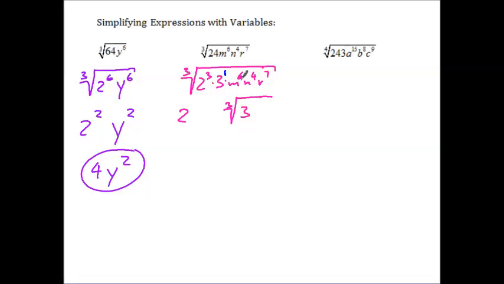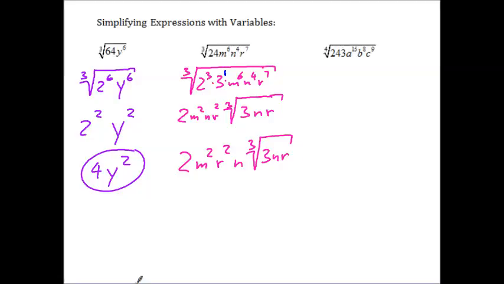3 goes into the 6 twice. So m squared comes out. Nothing left. 3 goes into 4 once. But 1 n remains. And 3 goes into 7 twice. And 1 r also remains underneath the radical. So again, we can clean this up going by highest exponents. We get 2 times m squared r squared n times the cube root of 3nr.